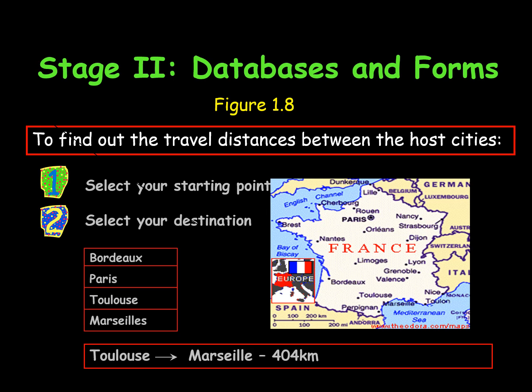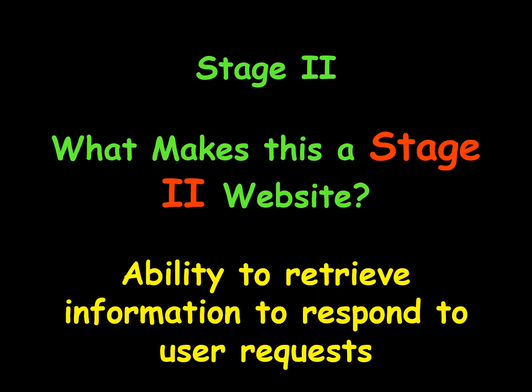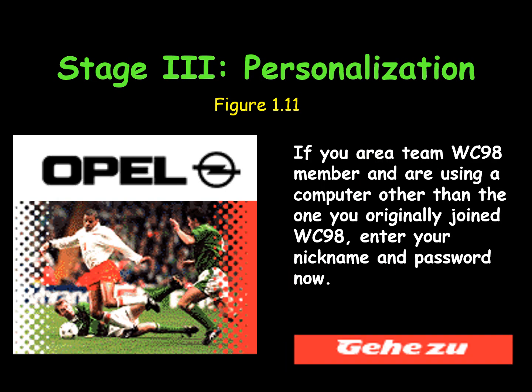Database and forms. To find out the travel distance between the host cities, select your starting point, select your destination, and then you can find out the travel distance between the host cities. Stage 2. What makes this a Stage 2 website? Ability to retrieve information to respond to user requests.